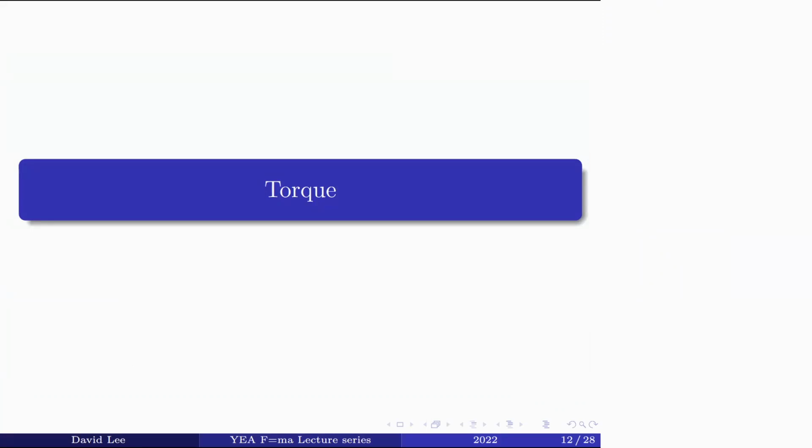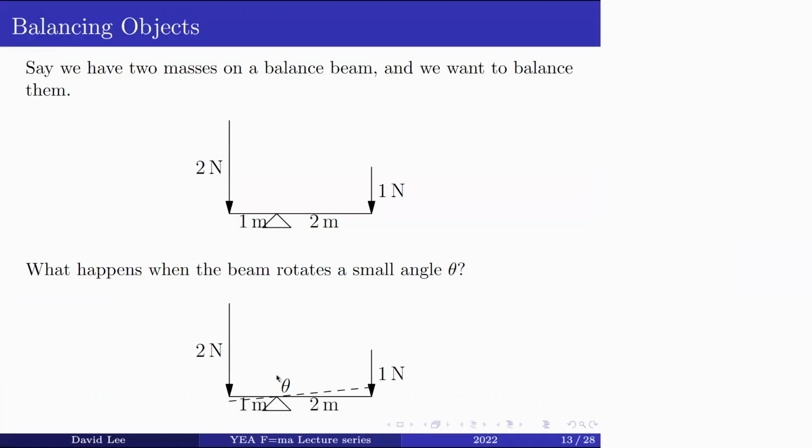And now we can talk about torque. So what is torque? Well, let's think about balancing objects here for a second. The idea behind torque is if you have two forces that act at uneven distances on a rigid body like this, what will happen if the beam rotates a small angle theta?